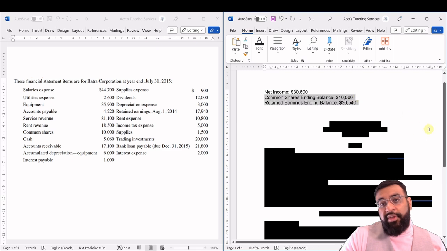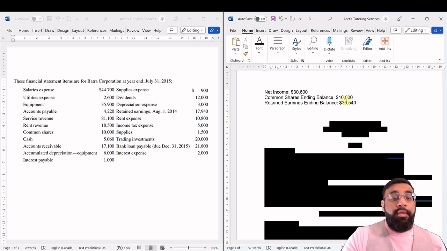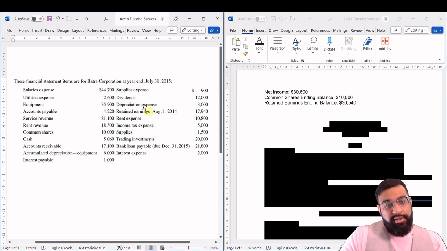The two main figures that we need from there are the common shares ending balance, which is 10,000, and the retained earnings ending balance, which is 36,540. So I want you guys to pause the video right now, attempt to do the classified balance sheet on your own, then resume it and mark it as I go through it step by step. To dive into this question, let's talk about each account and expand on each account.